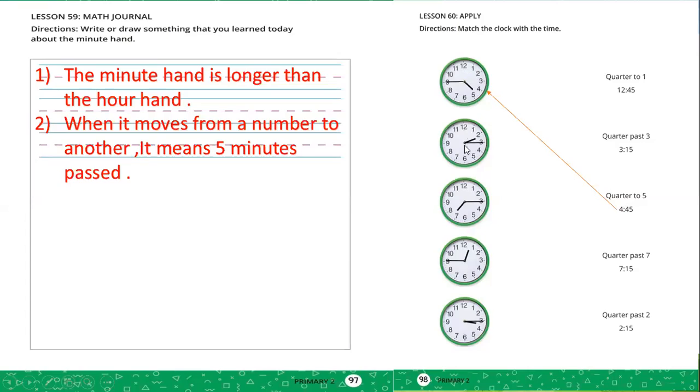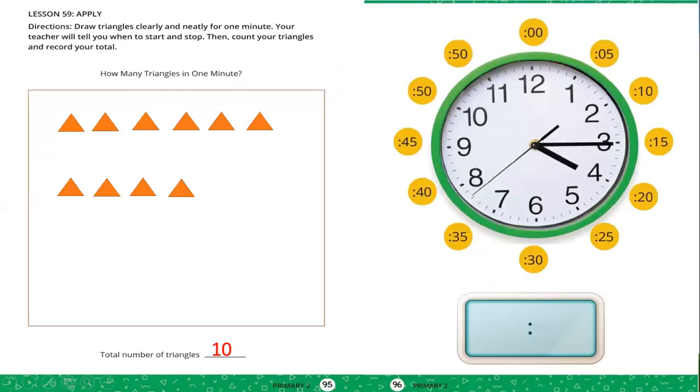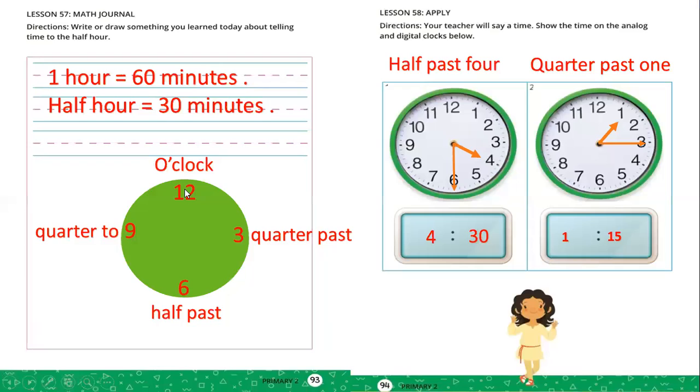Let's see the next one. The long hand first. The long hand points to o'clock, half past, quarter past, quarter to. Let's look at the main directions again. 12 means o'clock, 6 means half past, 3 means quarter past, 9 means quarter to. Let's return to our exercise.